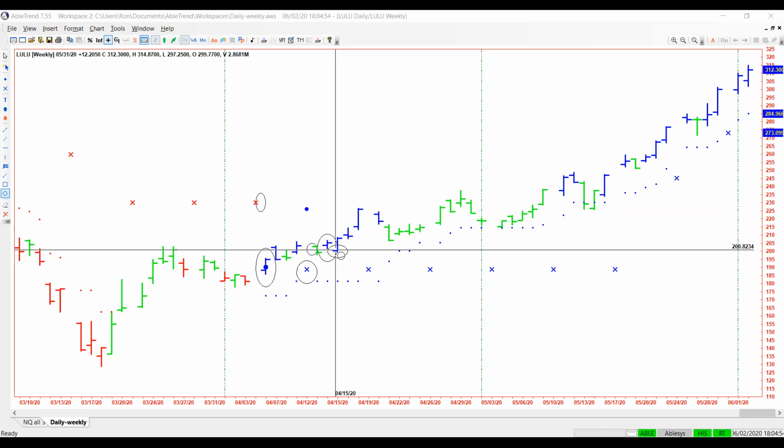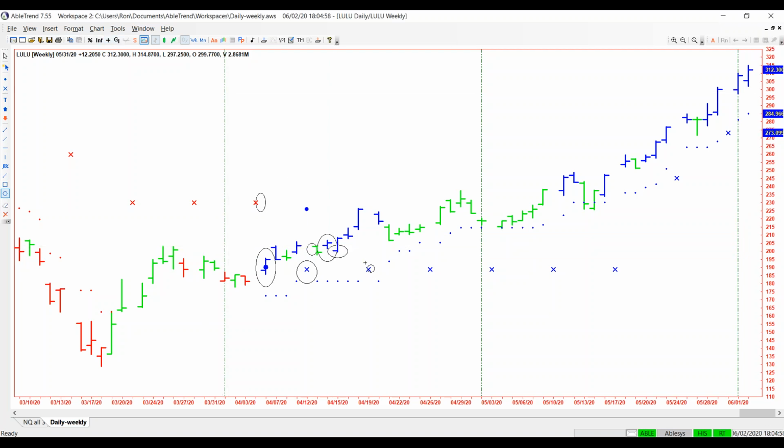At the open of this day right there, so at 282, let's just call it 201, we're long, and as long as we have the blue dots, we stay in the trade. We're safe. This is the whole point of AbleTrend. We've got hidden support here.